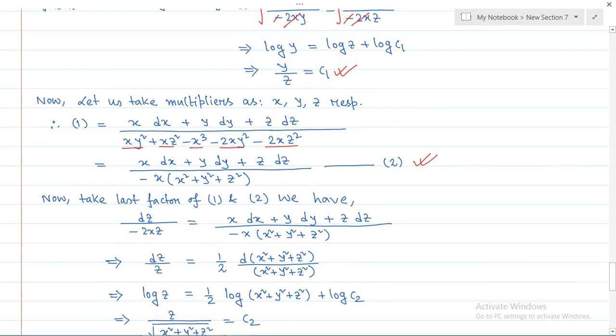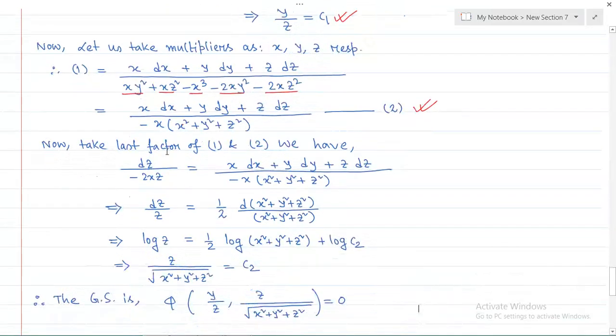Since factor number 1 and factor number 2 both are equal, I can take any one of the factors from the first one, right? So I am taking the last factor of equation 1 and this factor of equation 2. So what will I get? dx upon minus 2xz equals x dx plus y dy plus z dz by minus x into this. So definitely this minus x is going to be cancelled out. This can be done very easily.